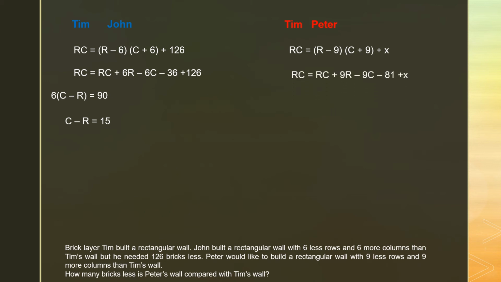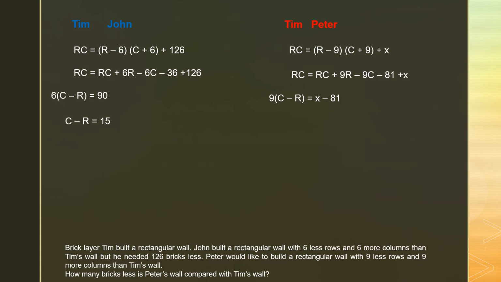Now let's look at the equation between Tim and Peter. Similarly, we remove the brackets first. RC equals RC plus 9R minus 9C minus 81 plus X. Similarly, we cancel RC from both sides. So we minus 9R from both sides, and we plus 9C on both sides. So the left-hand side will be 9 lots of C minus R, and the right-hand side will be X minus 81.